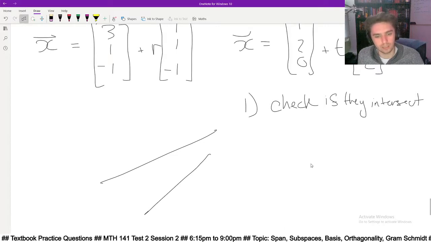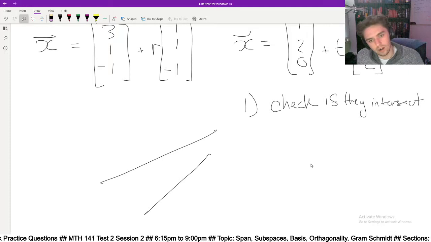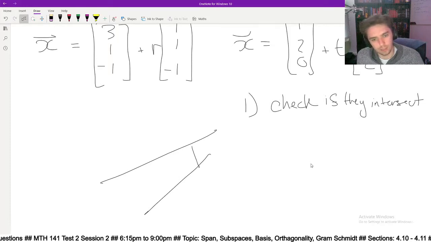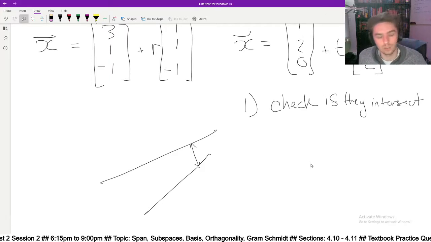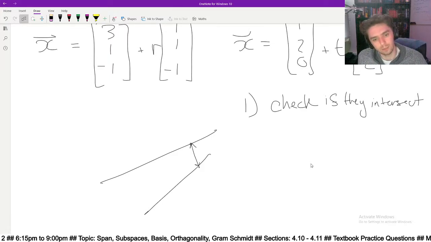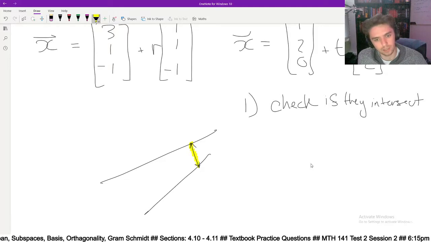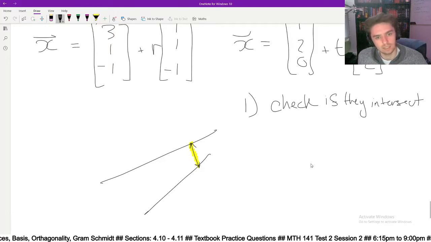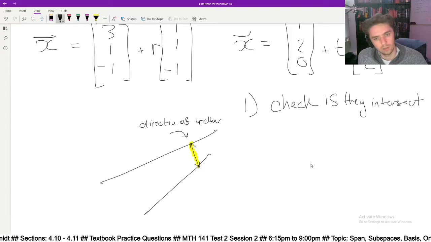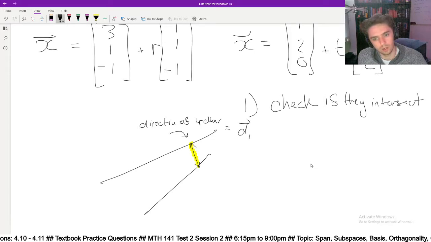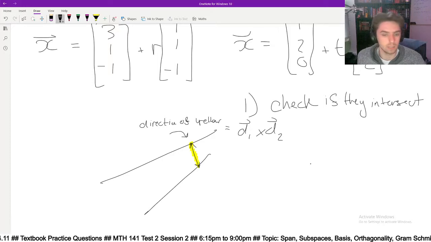But assuming they don't intersect, that means there's some distance that we're looking for between these two lines. That's the shortest distance, right? And then of course find the points. So what wasn't obvious to me at first is that the direction of that is the cross product of the two direction vectors. So direction of the shortest segment equals D1 cross D2. Maybe that's obvious to someone else. That wasn't obvious to me.